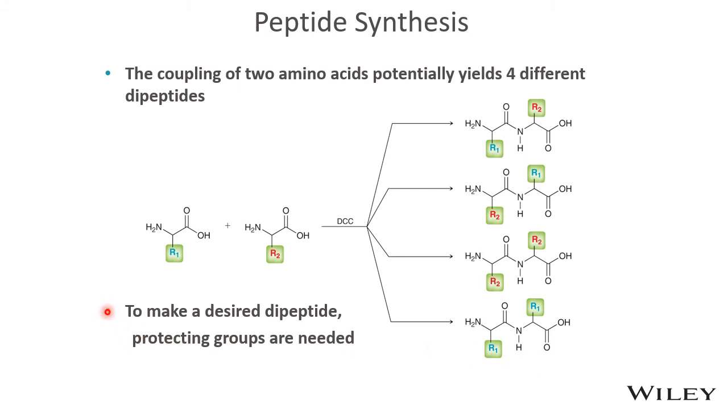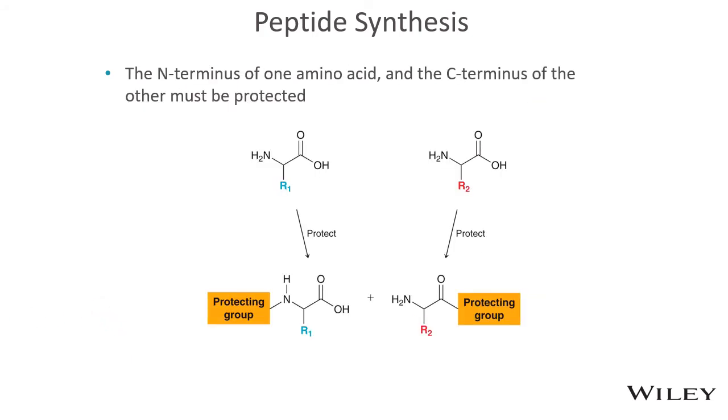So if we have a specific way the peptide needs to be assembled, we can use protecting groups to guide the amino acids to react in a specific way. In order to force amino acids to couple together in a very specific way, we can use protecting groups. Specifically, we're going to protect the N-terminus or amino group of one amino acid and the C-terminus or carboxyl group of the other amino acid. After protecting them, we leave one carboxylic acid group available to react with one amino group.